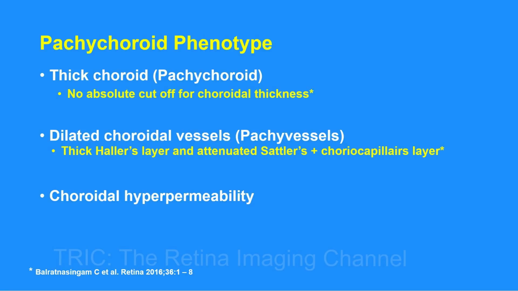Hello friends, in this video we shall be talking about aneurysmal type 1 CNVM or AT1. Before going to AT1, we need to recap what is pachychoroid phenotype.